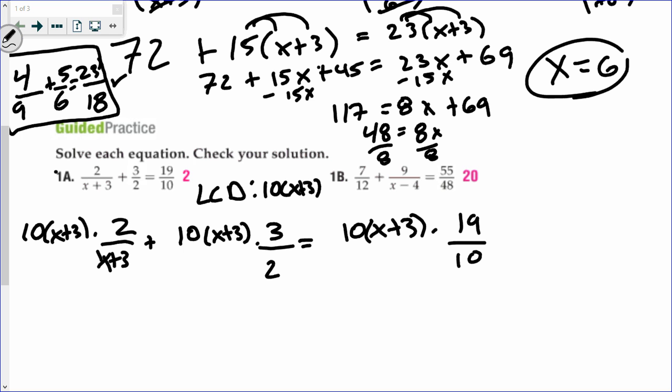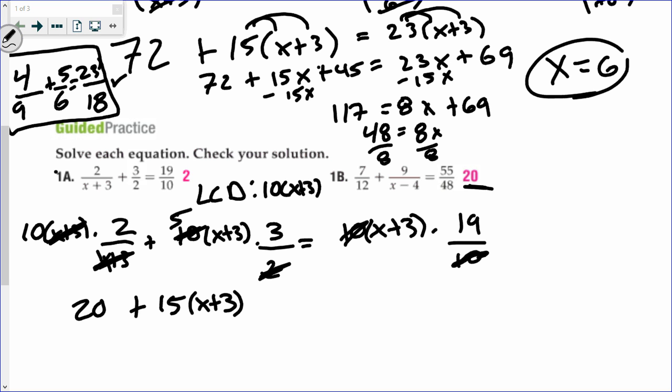In fact, I'm going to leave 1b for you guys. We'll just do 1a here, taking up too much space, which is fine. You should be getting the 20 for 1b. All right, in this first fraction, the x plus 3 factor cancels, so we're left with 20 plus the second fraction: 10 and 5 have a common factor, 2. It'll be 5 times 3, that's 15, times x plus 3. Over here we've got a factor of 10 that's going to cancel away, leaving 19 times x plus 3.